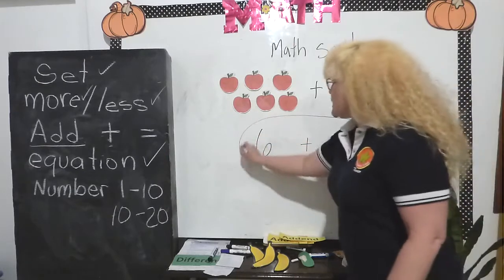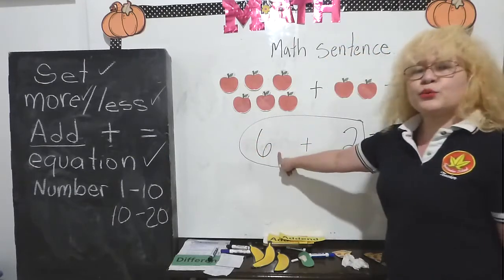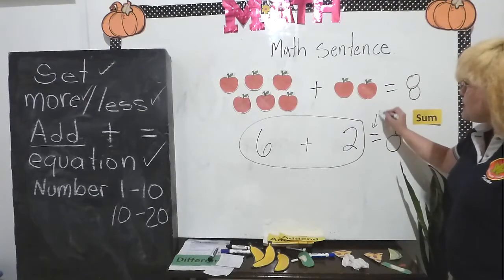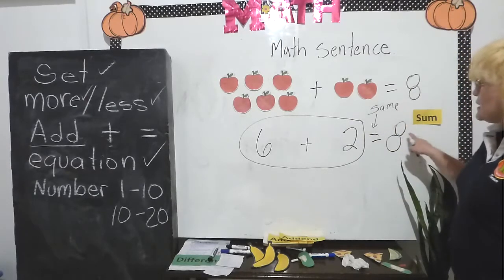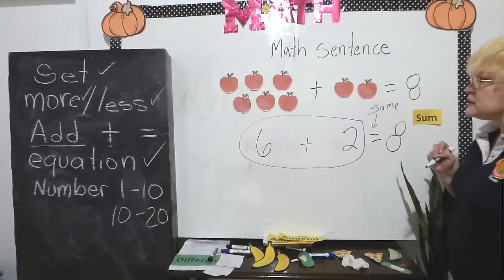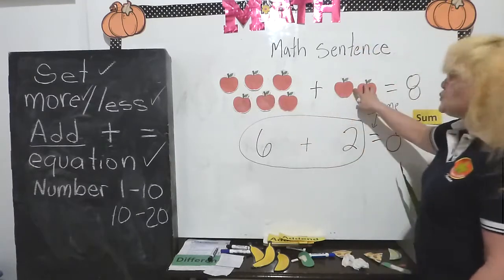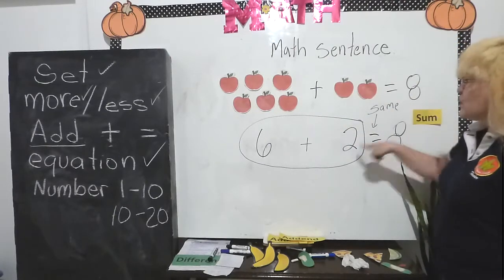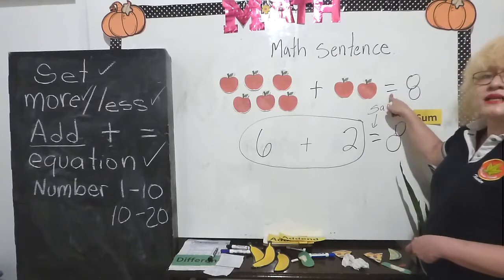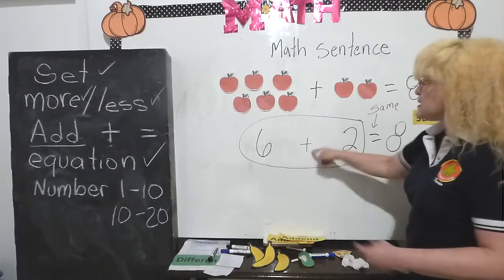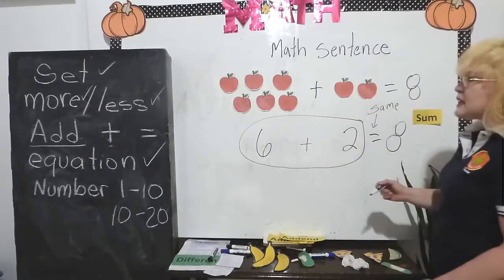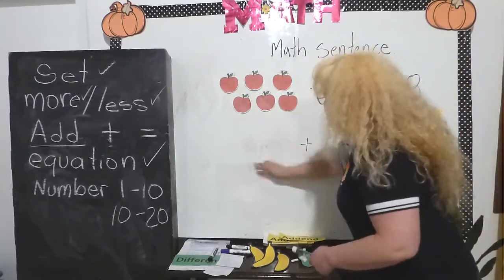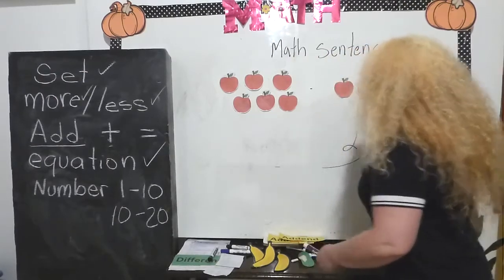What does this mean? That if you put a 6 and a 2 together, look, 6 and 2 together, is the same as saying 8. If I put 6 apples and 2, how many do I have? I will have 8. So, this means the same, and this means that you're going to put them together, and that is an equation.